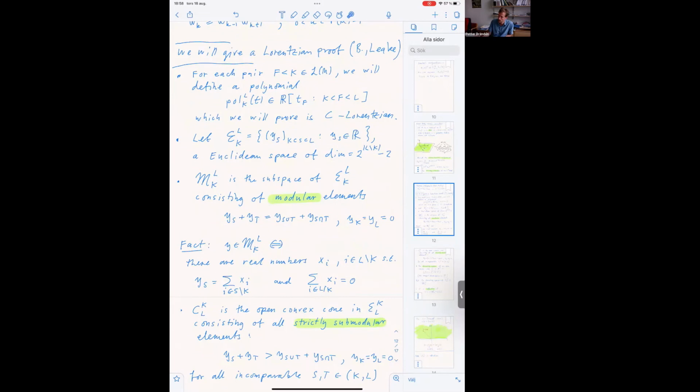And it's not hard to see that you're a modular element if and only if you can find real numbers x_i, so that this y_S is just the sum of these real numbers in S minus K, where this is 0.